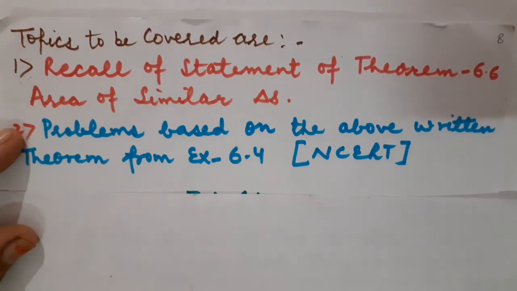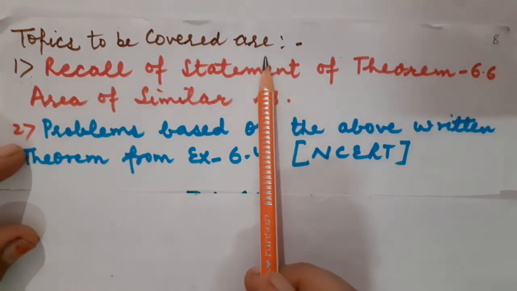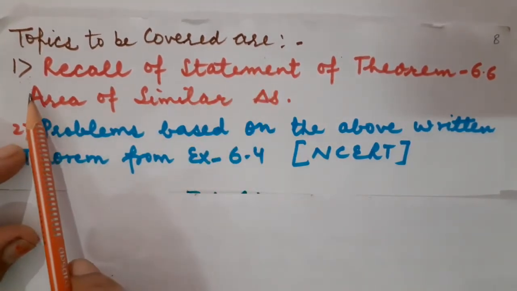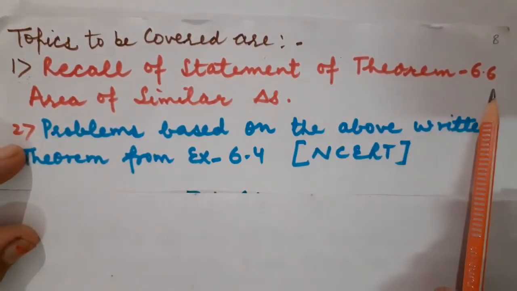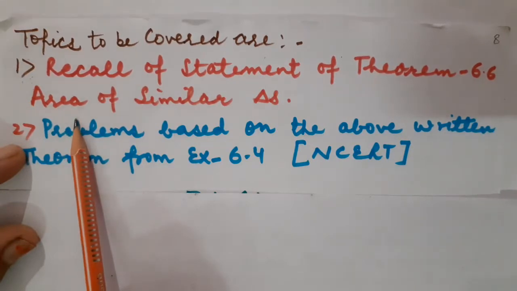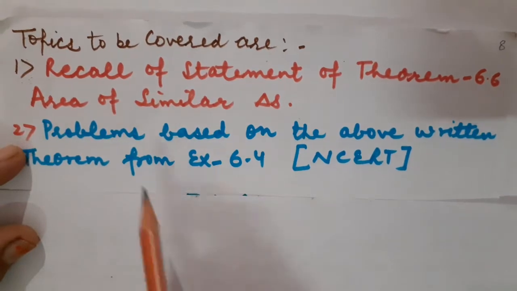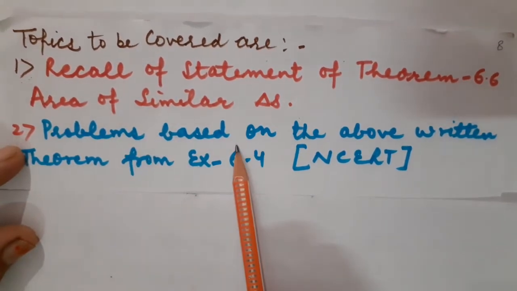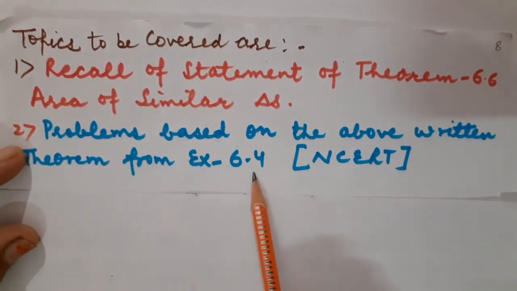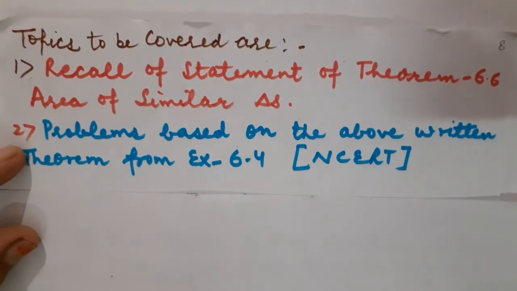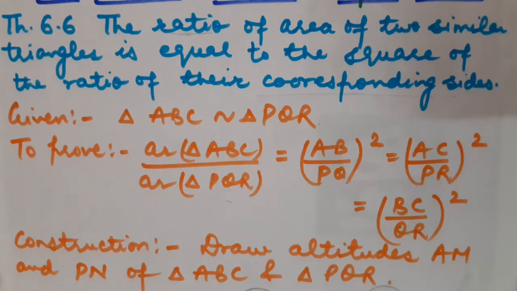Fine, children. So the topics I am going to cover in today's lecture, lecture number 8, are: number 1, first of all I will make you recall the statement of theorem 6.6, which is based on area of similar triangles. Clear, children? And then further we will proceed with the problems based on the above written theorem from exercise 6.4. Got it, students? So children, let us recall theorem 6.6.